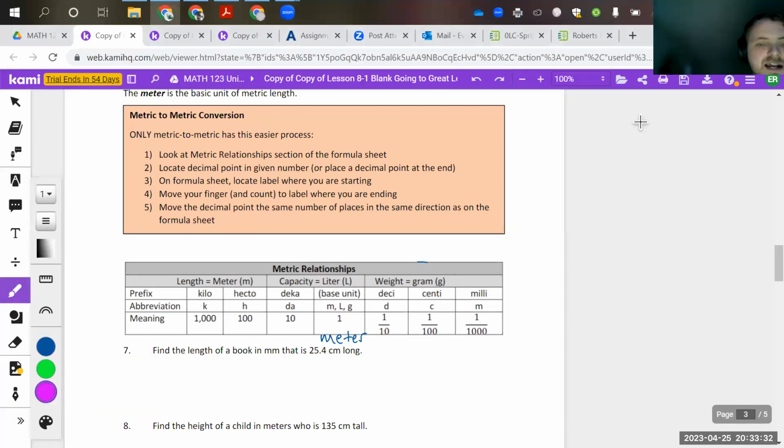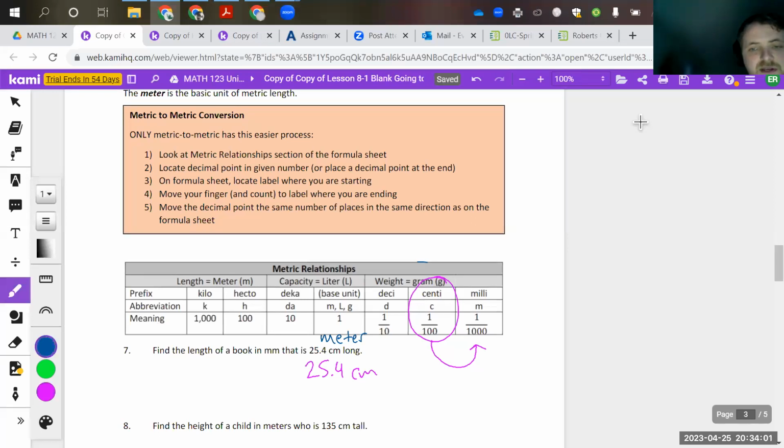So if I've got 25.4 centimeters, that puts me in this box here. And if I have to get to millimeters, that just means I have to move my decimal one place that way. You can kind of get really lost in all of the 1/1000, 1/100 stuff. But essentially, all you have to do is take your 25.4 centimeters.